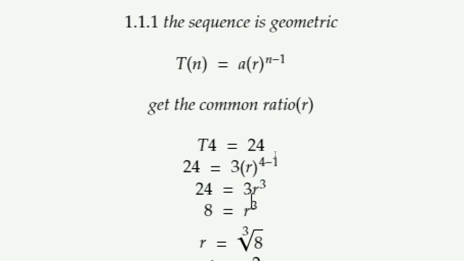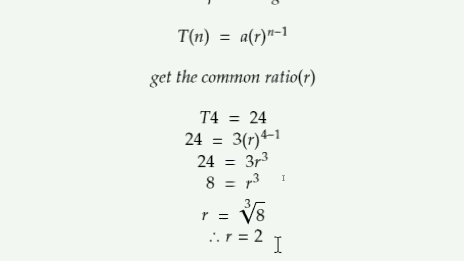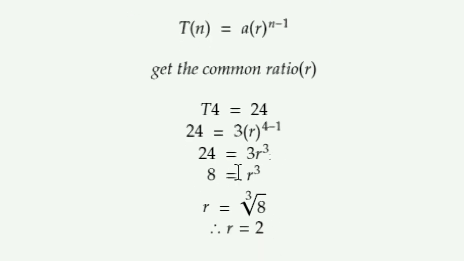Now that we are in this stage, we want to divide both sides by 3 so that we will have 8 is equal to R cubed. Now that we did divide by 3 on both sides, we want to be left with only R, not R cubed. So we take the cube root of both sides. If we take the cube root of R cubed, we will be left with R. And the cube root of 8 is 2. Therefore R is equal to 2.